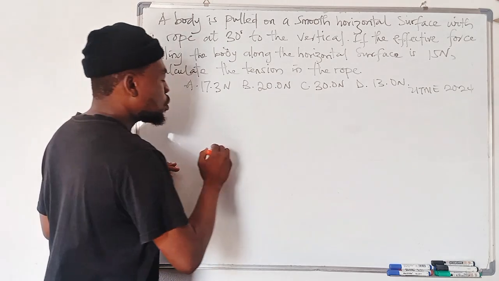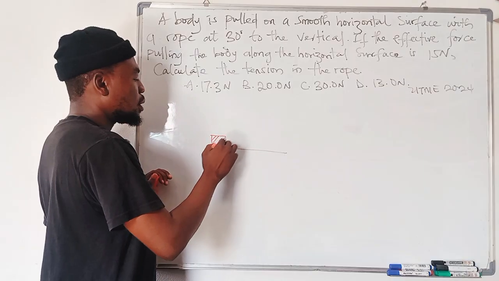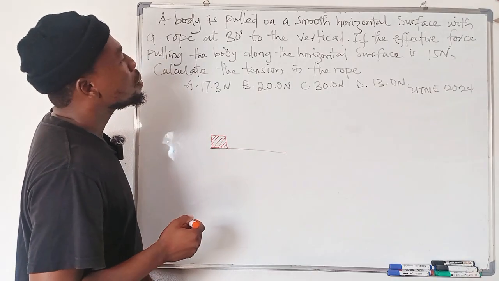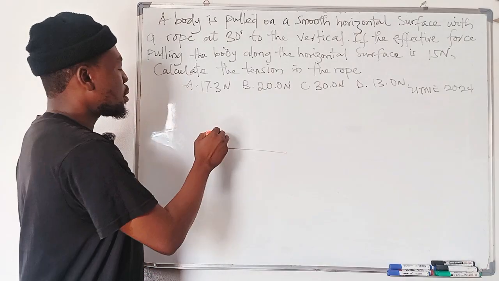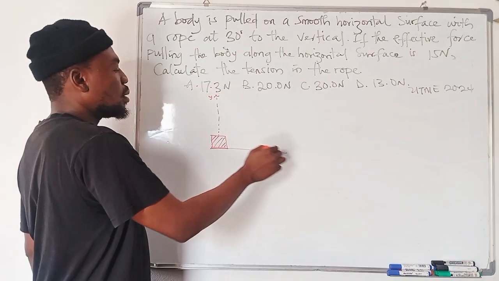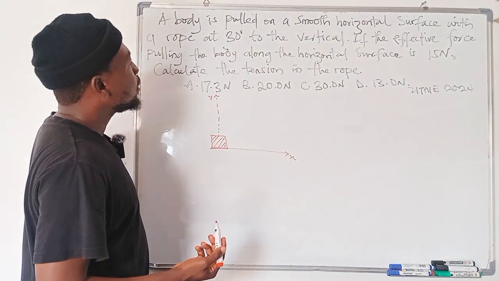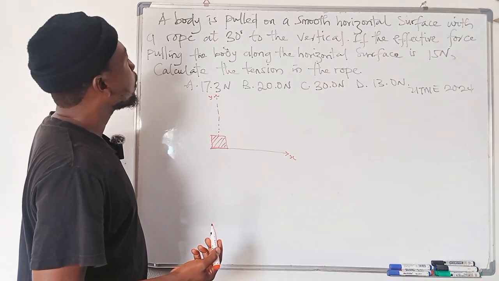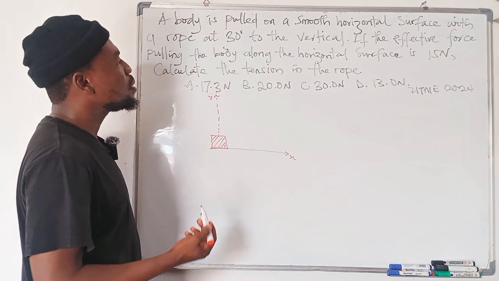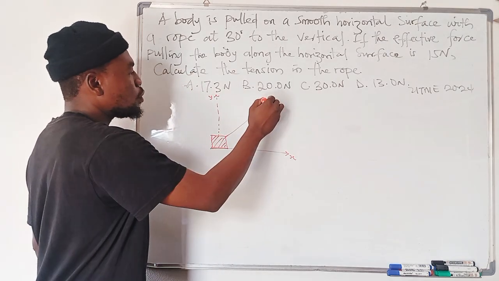We have the smooth horizontal surface like this, and then we have a body, let's say a block, that is pulled. This is the vertical, let's call it Y. And this is the horizontal, let's call it X as usual. They said pulled on a smooth horizontal surface with a rope at 30 degrees to the vertical. So let's say this is the rope.